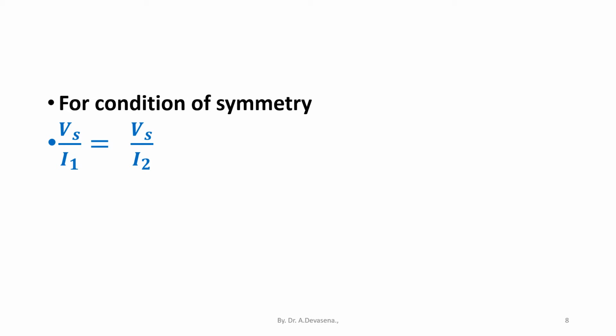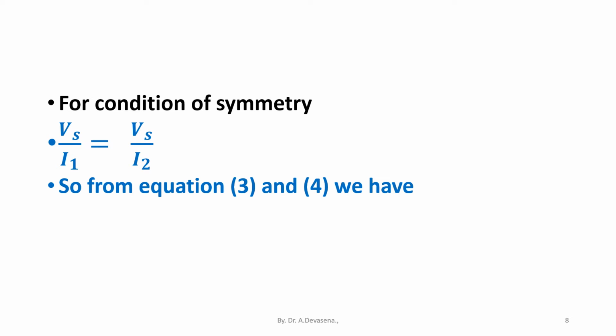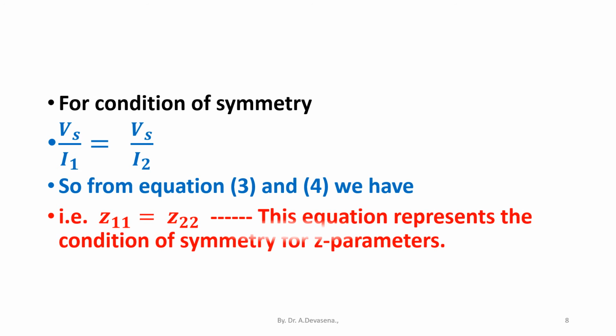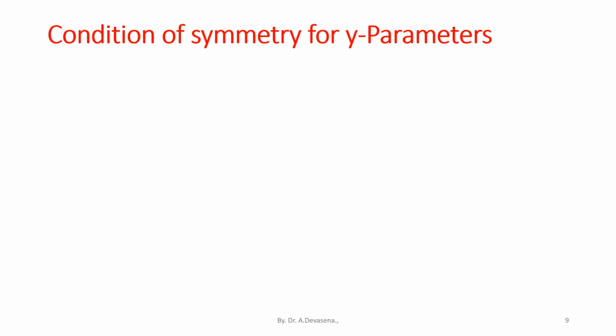Thus, for the condition of symmetry, the equation is Vs by I1 is equal to Vs by I2. That is, from equations 3 and 4, we have the value of Vs by I1 as Z11 and the value of Vs by I2 is equal to Z22. Therefore, Z11 is equal to Z22. This equation represents the condition of symmetry for Z parameters. Let us start discussing the condition of symmetry for Y parameters.